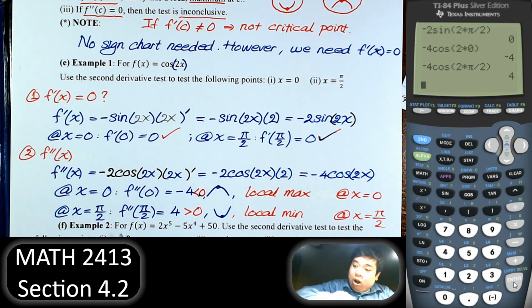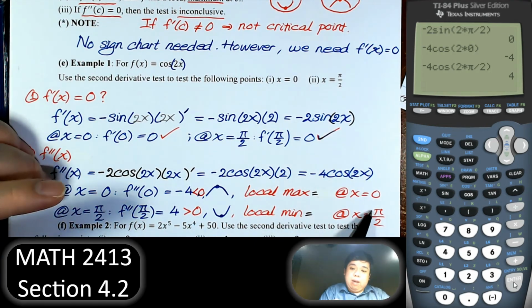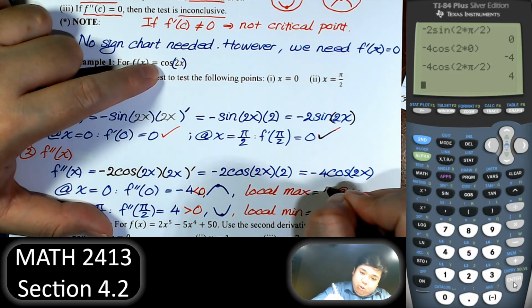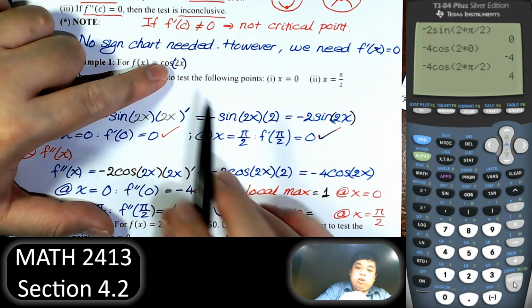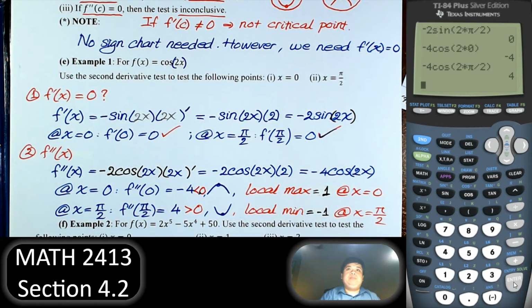Right, now if we want to find the values, we can put it back into the original function. So cosine of 0 is equal to 1. When x equals pi over 2, cosine of pi is -1. So in this we have the maximum and the minimum.